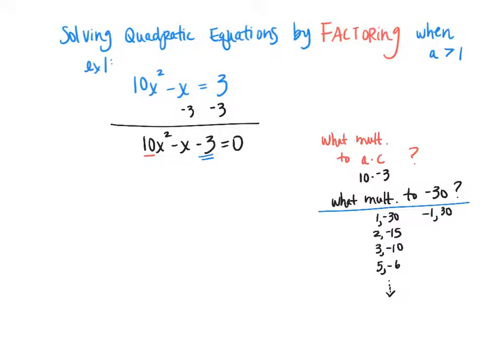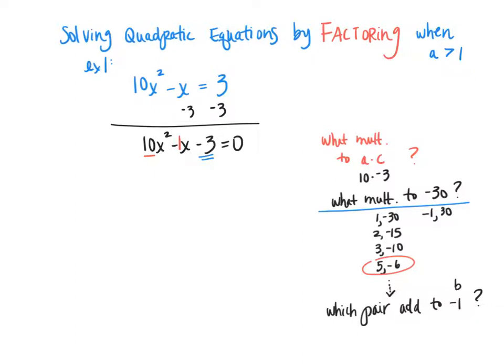Your second question should be which pair add to b? And in this case, b is a -1. So notice right here, my +5 and a -6, that multiplies to give me -30 and adds to give me -1. The -1 is the number in front of my linear term.